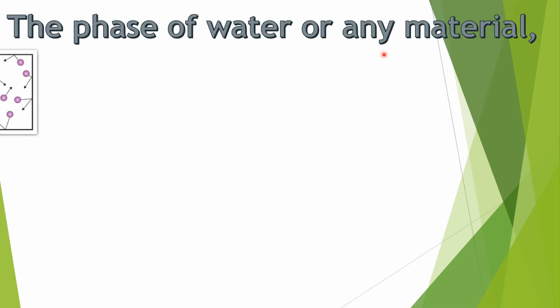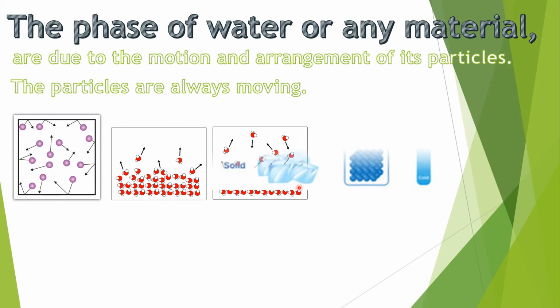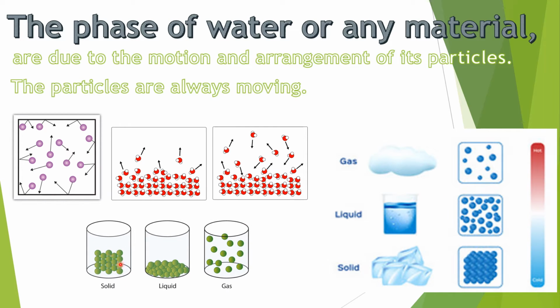The phase of water or any material is due to the motion and arrangement of its particles. The particles are always moving. We have three states: solid, liquid, and gas: ice, water, vapor, and their particles. Here we have no space, here small space, and here many distance between particles. Here solid state arrangement of the particles, here liquid state, and this is gaseous state.